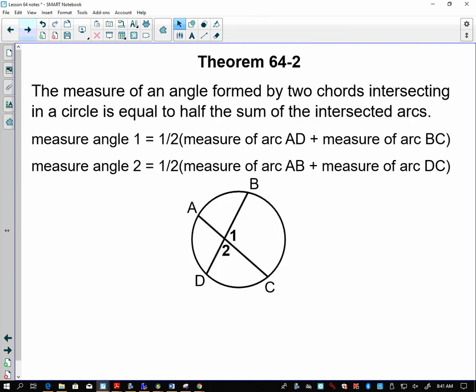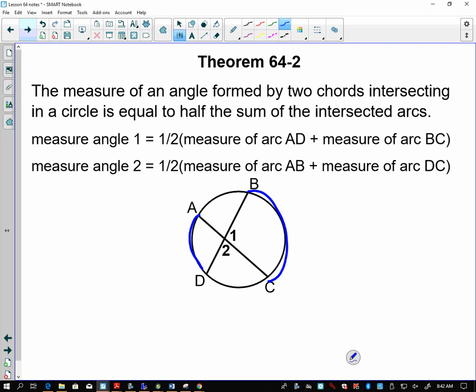All right. And then we have theorem 64-2. The measure of an angle formed by two chords intersecting in a circle is equal to half the sum of the intersected arcs. Okay? So the measure of angle 1 is half the measure of arc AD plus the measure of arc BC.